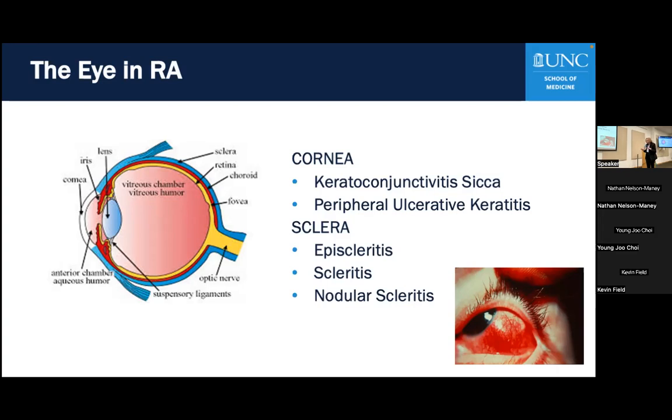The sclera, which is another part of the eye, can be involved. And this is a patient with very severe nodular scleritis. You see how angry that eye is. And this is actually an emergency. These patients need to get to the ophthalmologist right away.